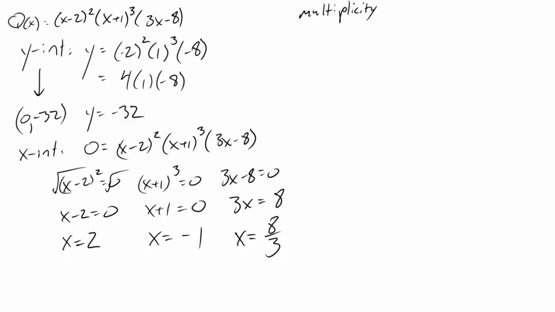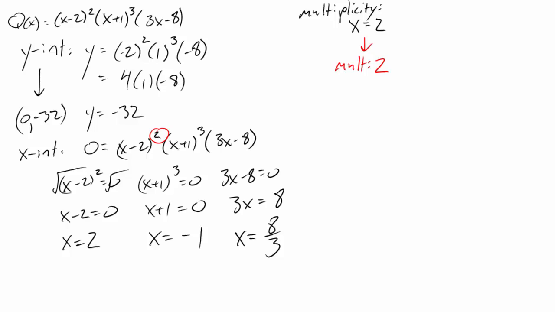If we're going to look to find the multiplicity of each 0, what we're going to do is just look at the exponents on each one of the factors that generated a 0 for us. So for the case of x equals 2, we come back and look and say, okay, that came out of the (x minus 2), which was squared. So that tells us the 0 of x equals 2 has a multiplicity of 2.